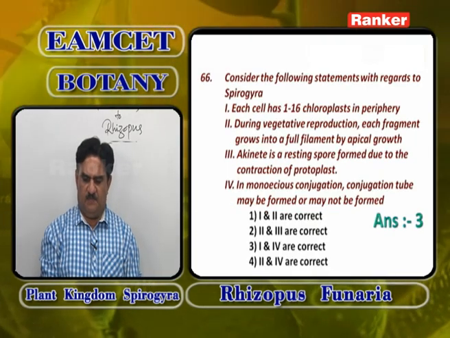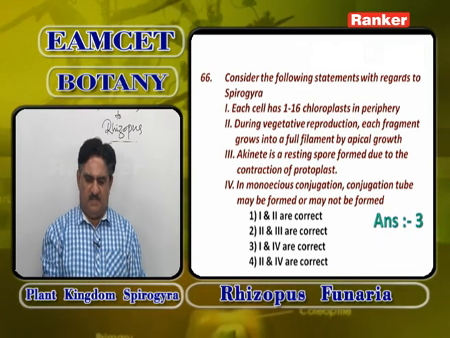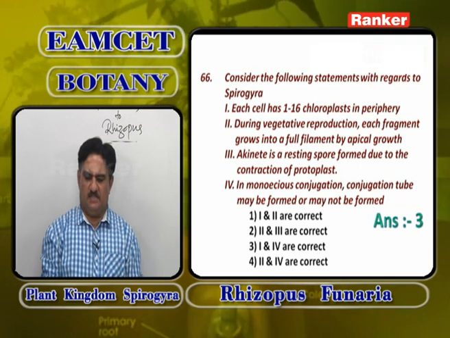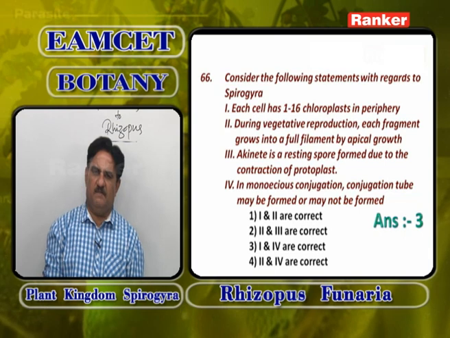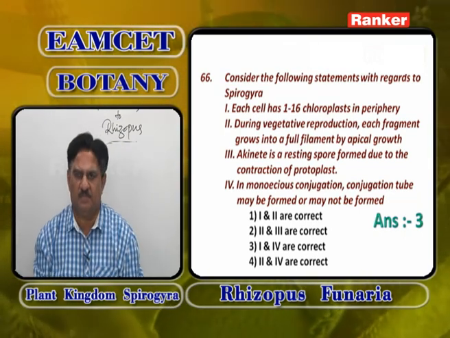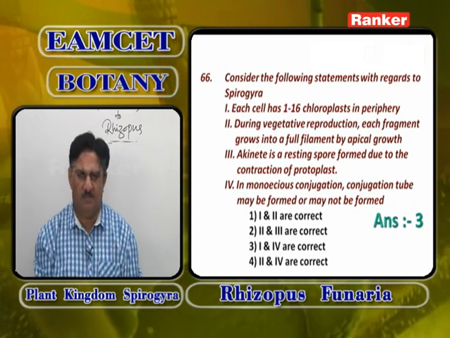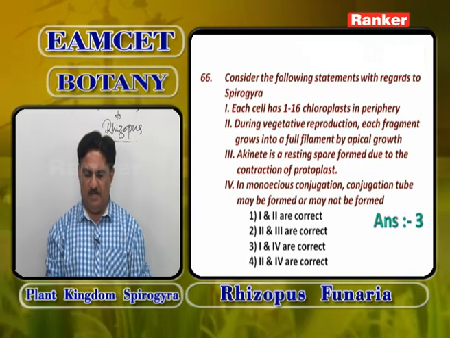Echinite is a resting spore formed due to the contraction of protoplasm is wrong. So, the answer for these is 1 and 4. Each cell has 1 to 16 chloroplasts in the periphery is correct. Apical growth is always wrong. Apical growth occurs in Rhizopus, not in Spirogyra. In Spirogyra, the growth is popularly called diffused growth because every cell undergoes transverse division. So, 1 and 4 are correct.